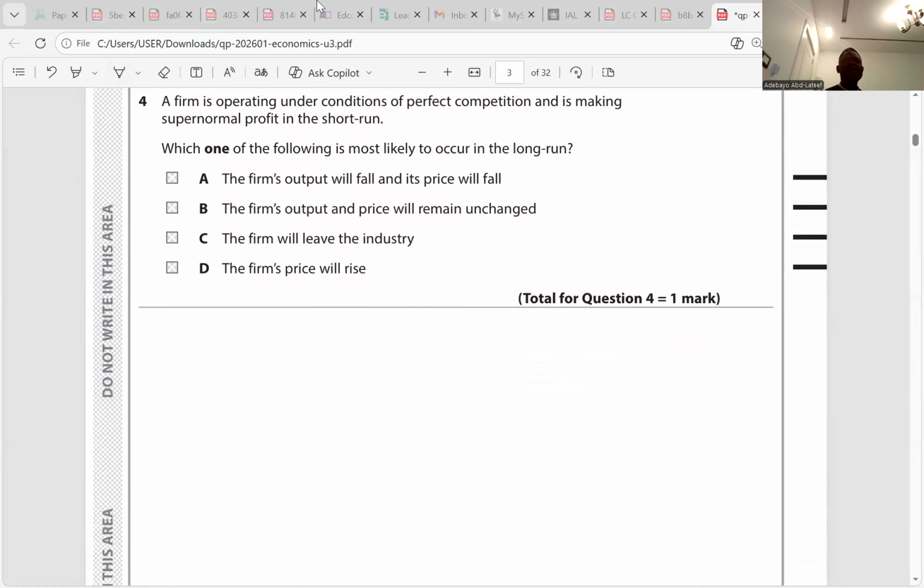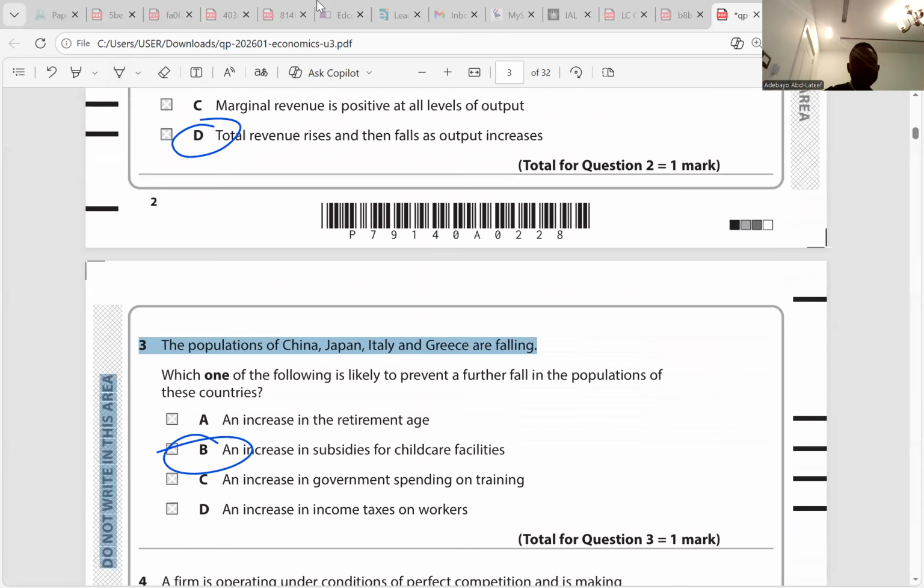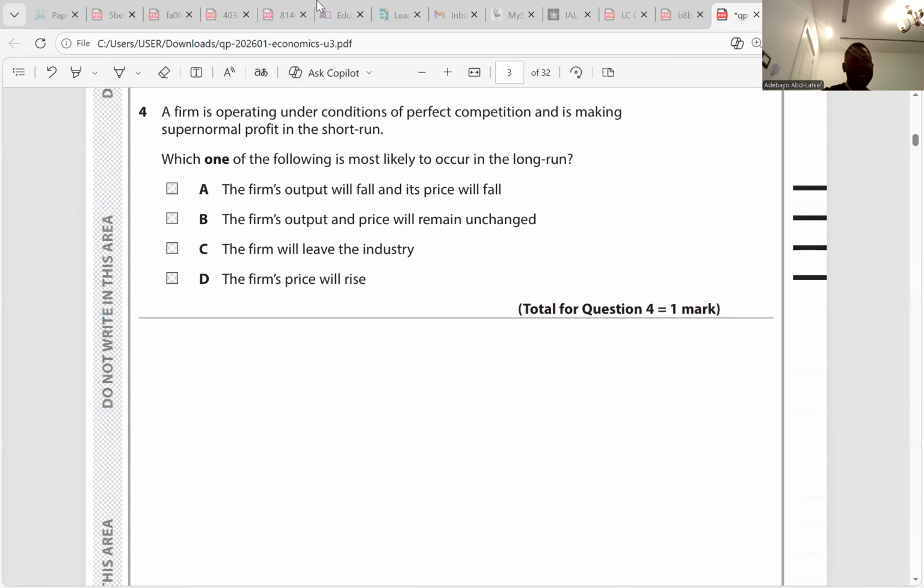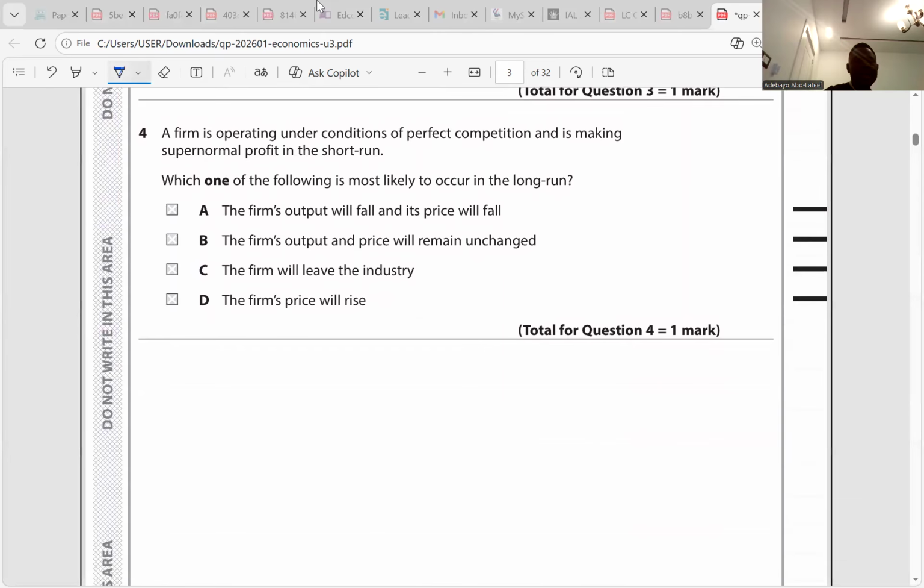For question 4, they said a firm is operating under conditions of perfect competition and is making supernormal profit in the short run. Which one of the following is most likely to occur in the long run? If it's in the long run, output is... here they said the firm is operating under conditions of perfect competition and is making supernormal profit. Making supernormal profit will attract more firms to come into the market.